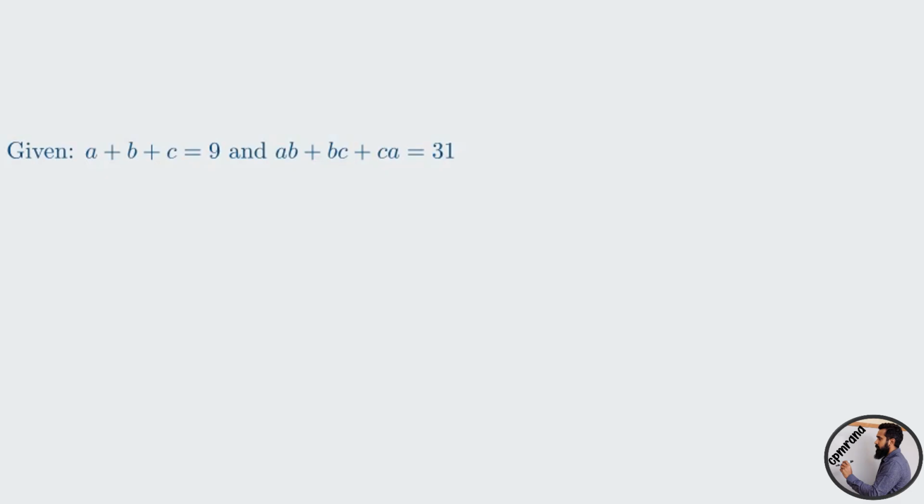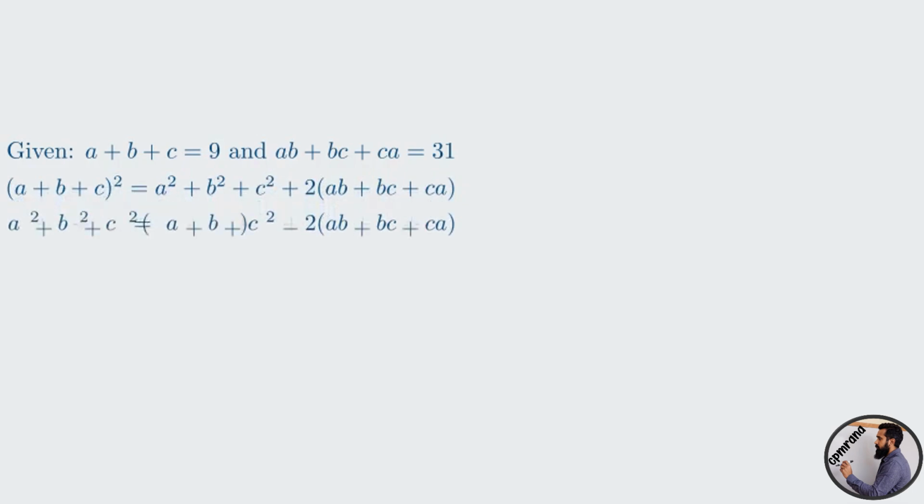The identity for the square of a trinomial states that a plus b plus c, all squared, is equal to a squared plus b squared plus c squared plus 2 times the quantity ab plus bc plus ca. Since we want to find the sum of the squares, we can rearrange this formula. By subtracting the product term from both sides, we get a squared plus b squared plus c squared equals the square of the sum, minus 2 times the sum of the pairwise products. Take a moment to see how this rearrangement isolates the term we are looking for.